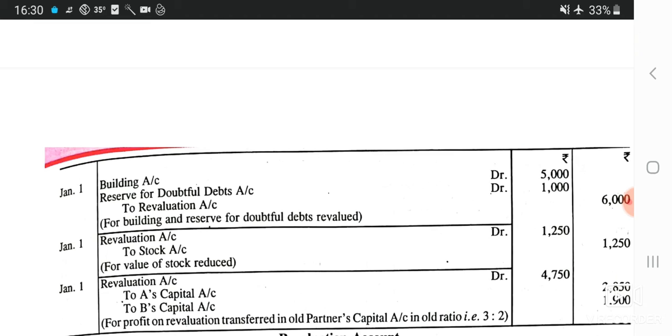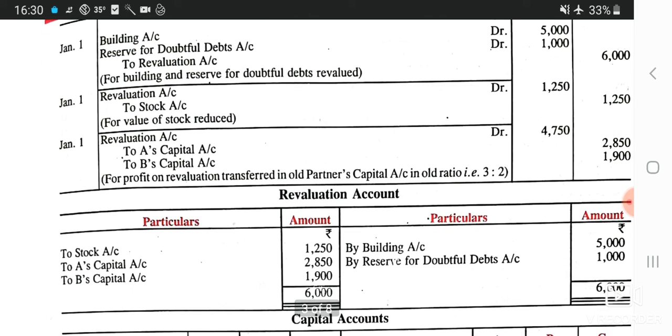Next is revaluation account debit to A's capital, to B's capital, that is, the profit transferred to the capital account of A and B in the old ratio, that is, the old partners' old ratio. Next is the revaluation account that is prepared. So on the debit side, to stock, the value that has been reduced, by building and by reserve for doubtful debt.